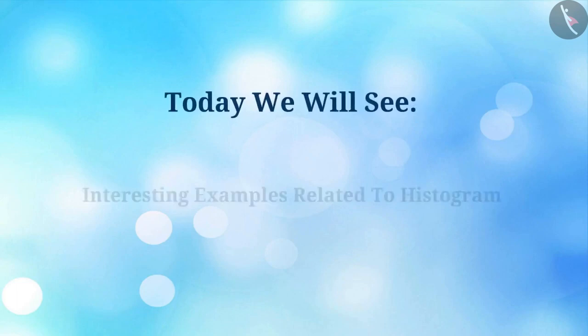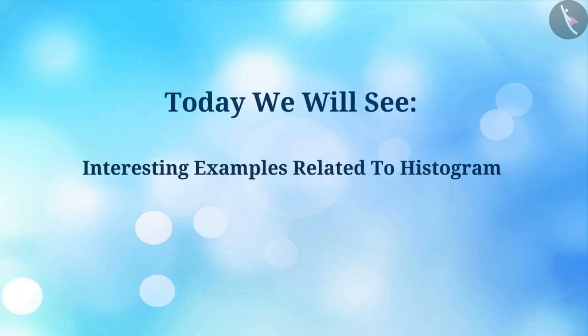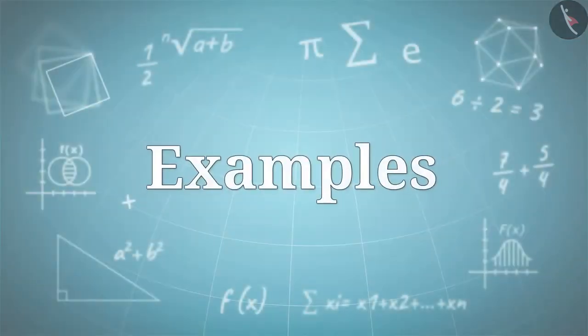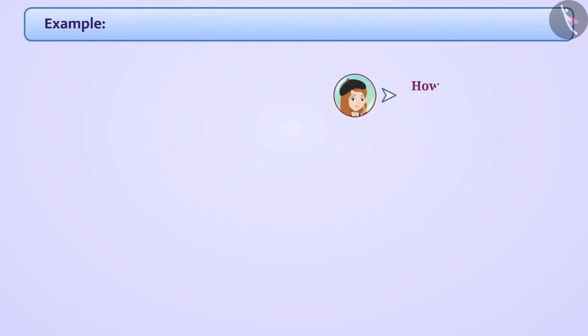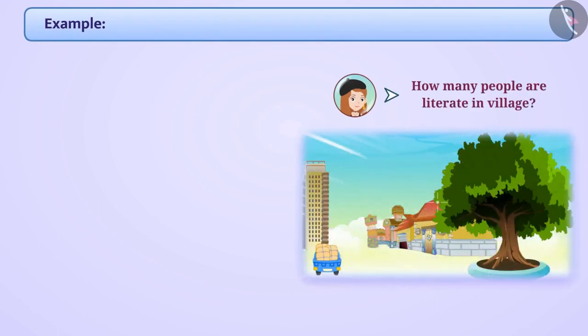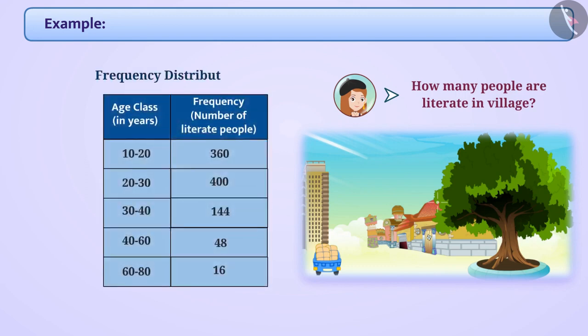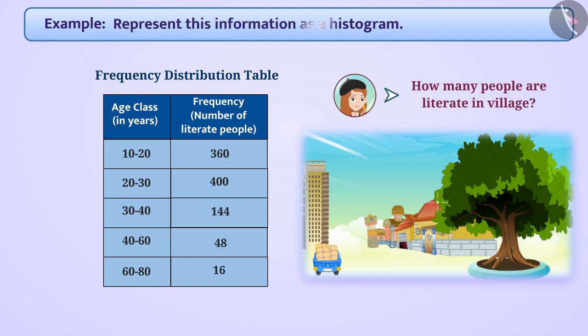Today we will see some interesting examples related to histogram. Vinita had to know how many people are literate in her village. To find out, Vinita conducted a survey in the village. The information obtained from the survey was presented by Vinita in the frequency distribution table shown below. Can you represent this information as a histogram?